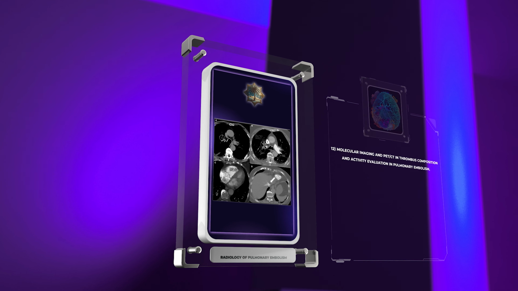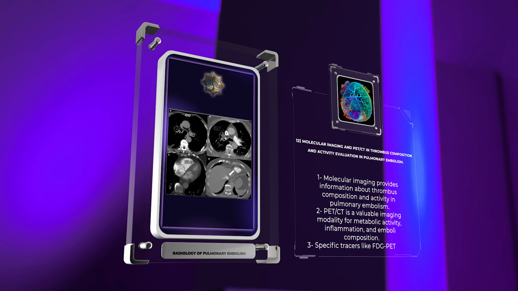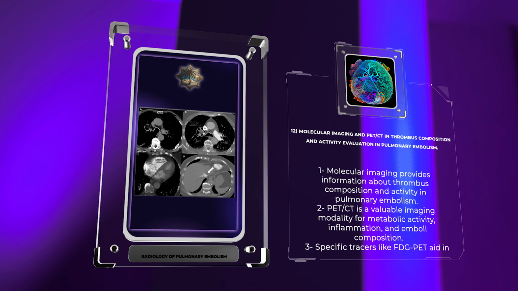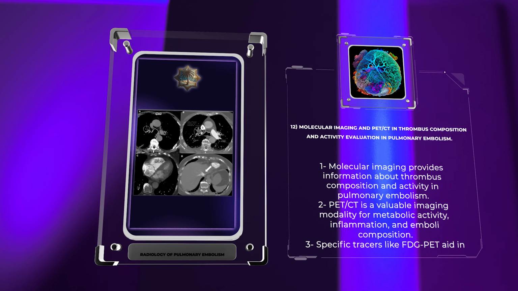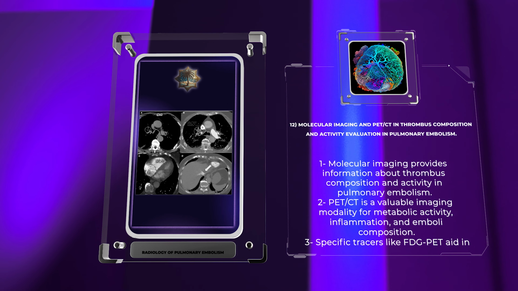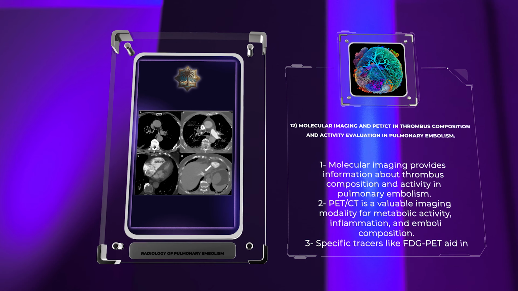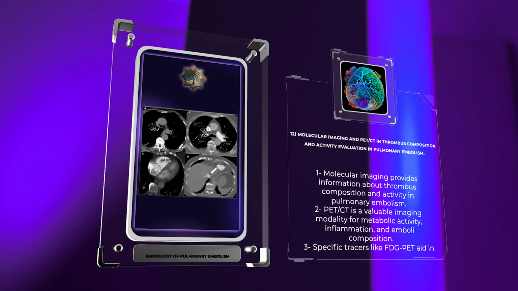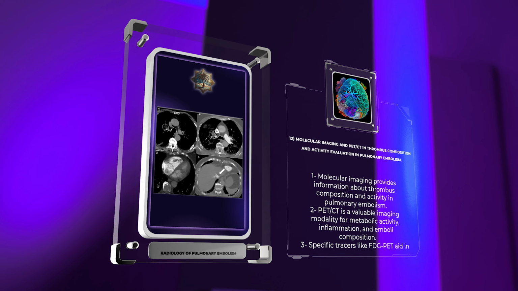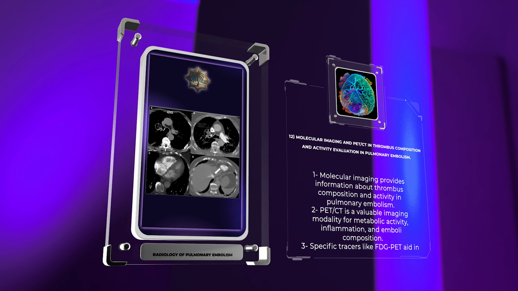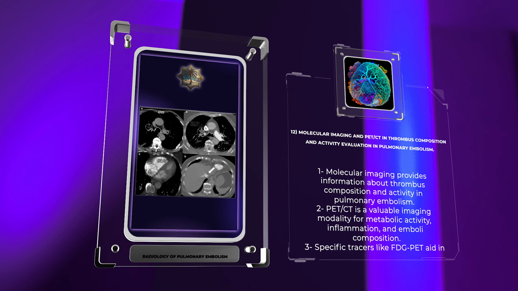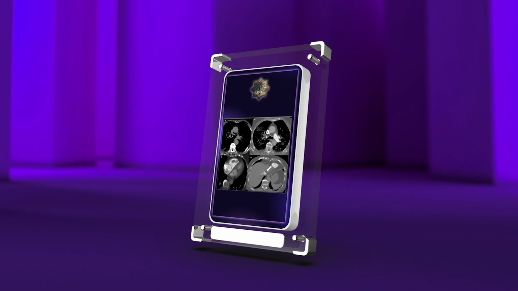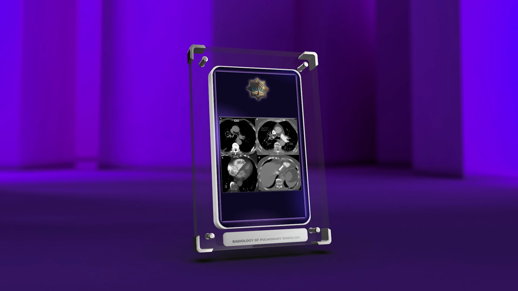In our penultimate topic, we will uncover the emerging field of molecular imaging and its applications in evaluating thrombus composition and activity in pulmonary embolism. Positron emission tomography/computed tomography, PET/CT, provides valuable information about the metabolic activity, inflammation, and composition of pulmonary emboli. We will discuss the use of specific tracers, such as FDG PET, in assessing treatment response, identifying high-risk emboli, and guiding targeted therapies.